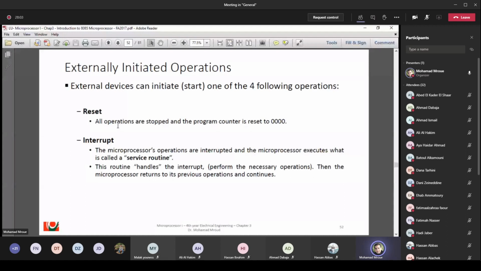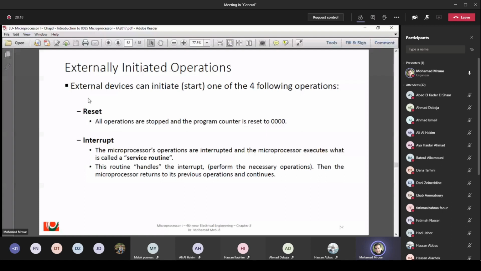So this routine handles the interrupt يعني perform the necessary operations. Then the microprocessor returns to its previous operations and continues. بعد ما يعمل سيرفيس للانتربت بيرجع على المين بروجرام بكفي اللي كان عم يعمله.